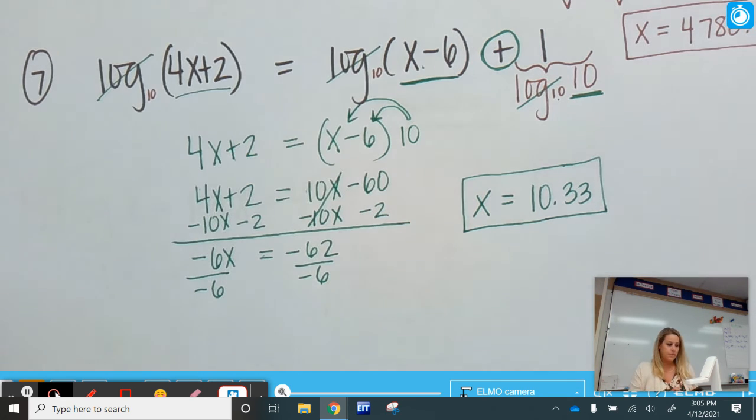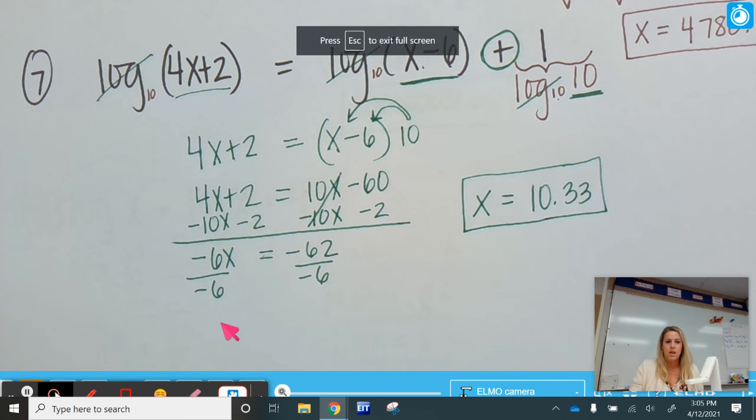Okay, so that is just kind of a quick overview of how to solve using those log properties and being able to kind of condense logs and then be able to solve or evaluate logs. So hope that made a little bit of sense, and we will talk more about it in class.